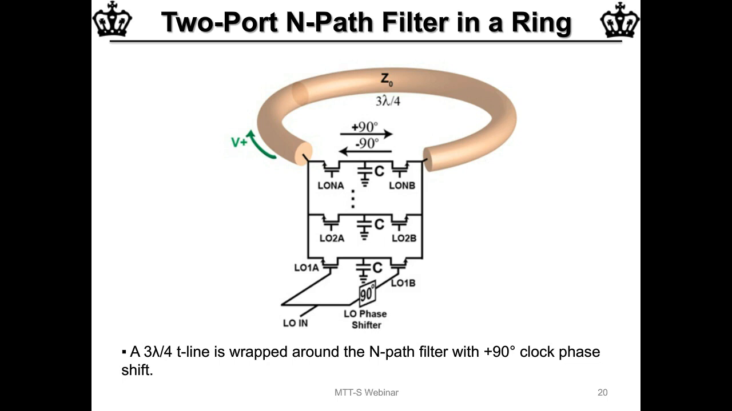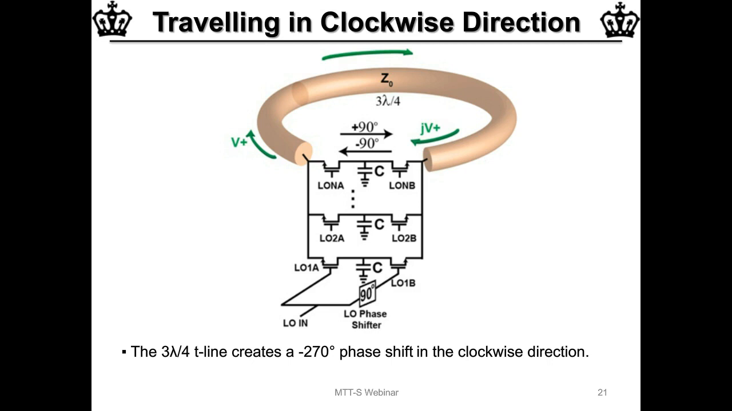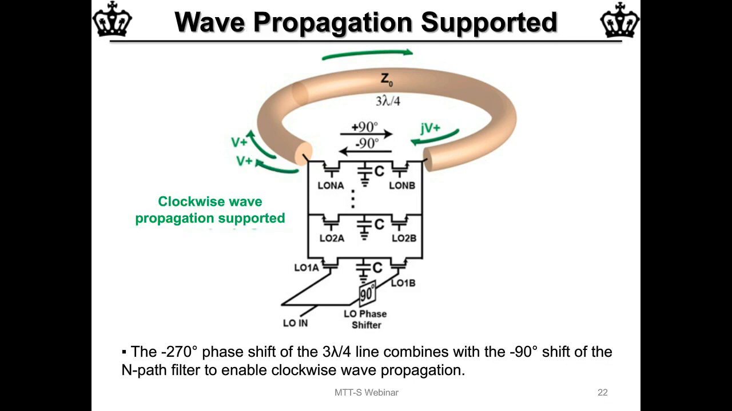So what happens here is if you imagine a wave that's propagating clockwise as is shown, it starts at one end, rotates through the ring and gets to the other end, and in doing so, it will pick up a minus 270-degree phase shift from the line. Then it picks up a minus 90-degree phase shift from the gyrator, and so you have 360-degree phase shift, meaning the wave ends up at the same phase at which it started, and so clockwise wave propagation would be supported.